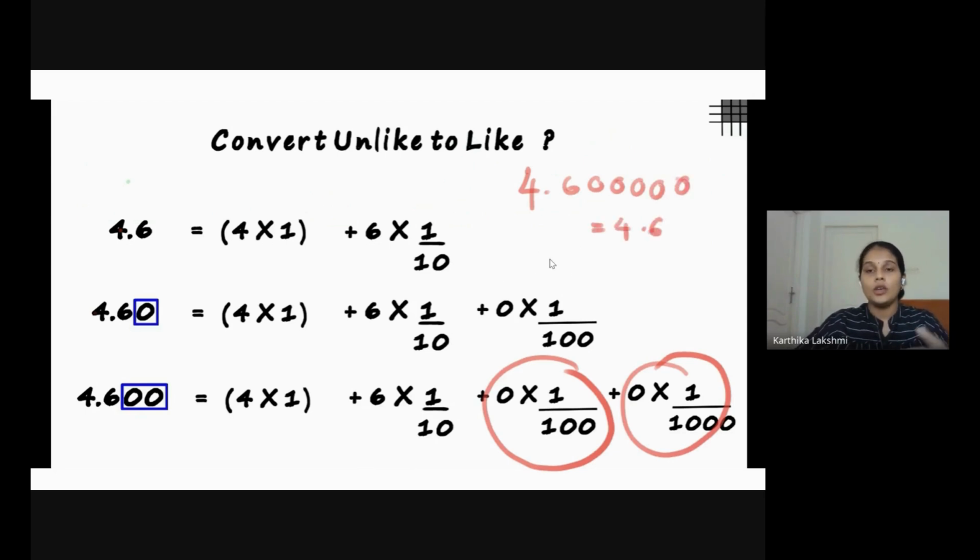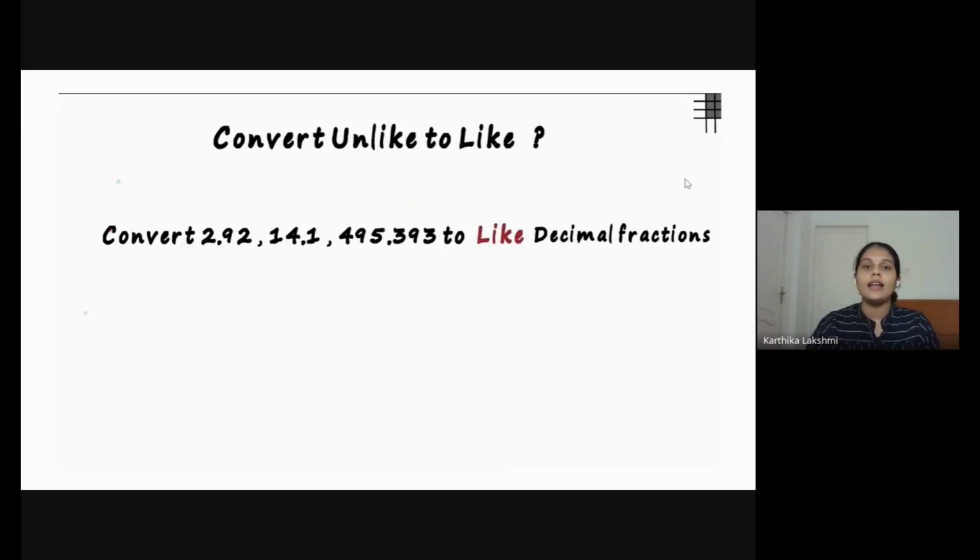How many zeros? You can add whatever number of zeros on the right of the decimal part, and the number will be the same. The decimal number will be the same. Okay. Next one is convert unlike to like.